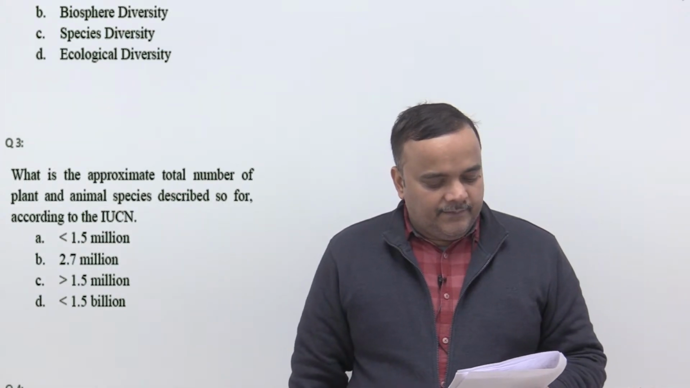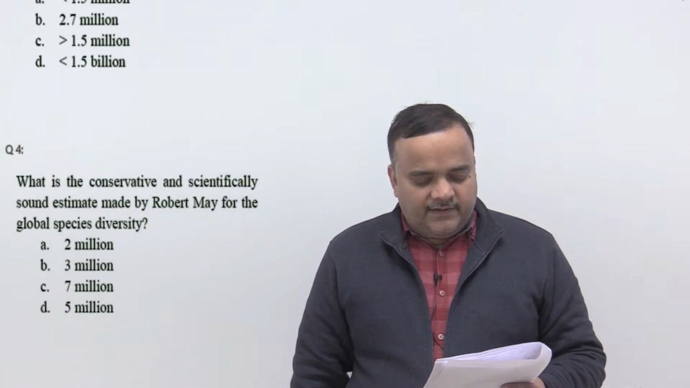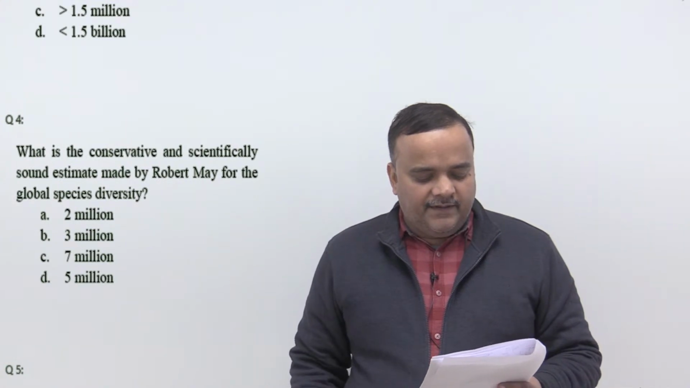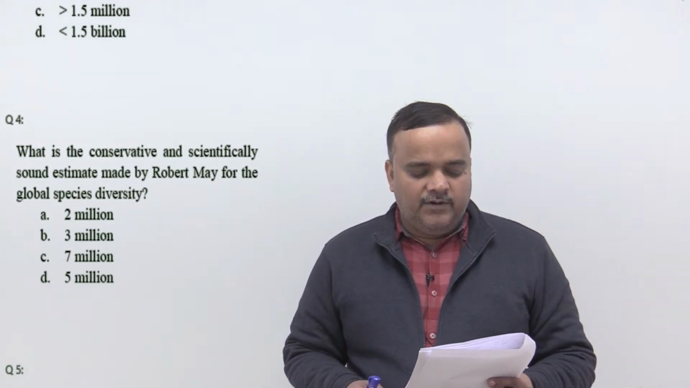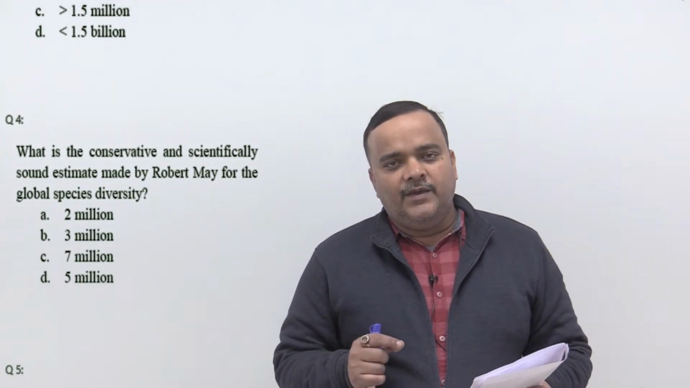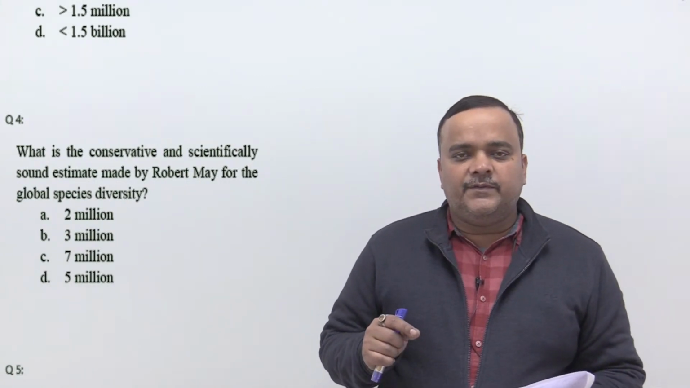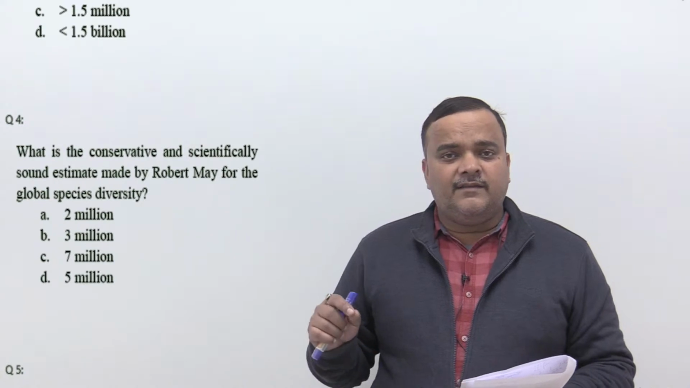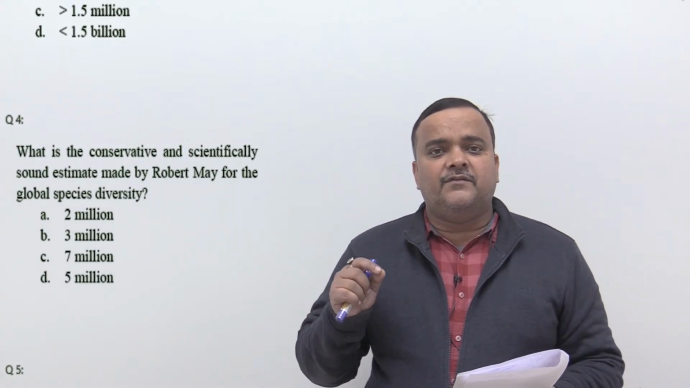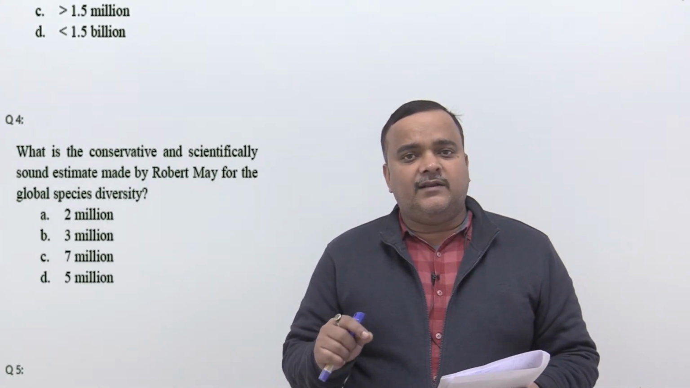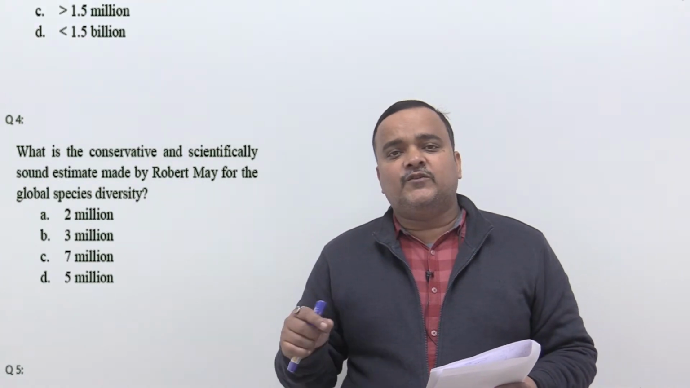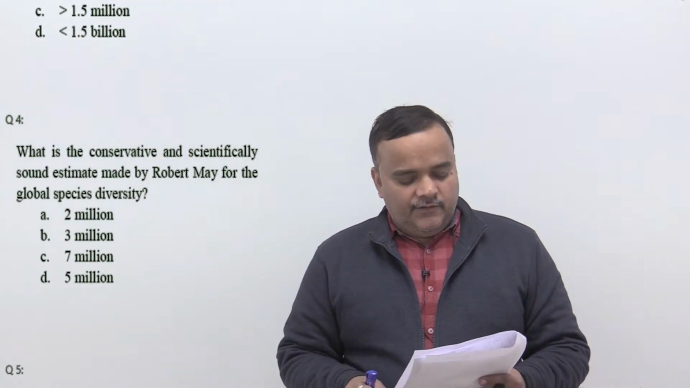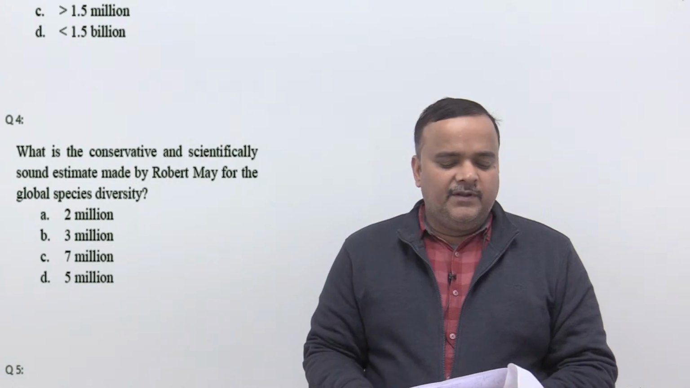Okay. Now, next question. What is the conservative and specifically sound estimate made by Robert May for the global species diversity? According to May, the total number of species present on planet Earth is 7 million. And this number was achieved by extrapolation of data with respect to the most explored group, that is insects. So answer will be C, that is 7 million.